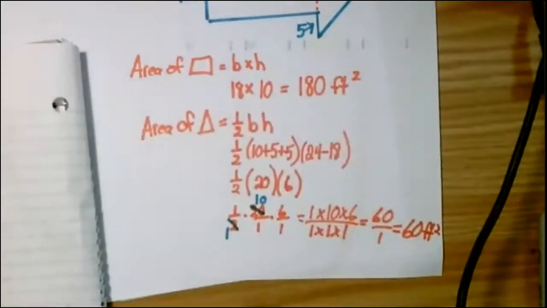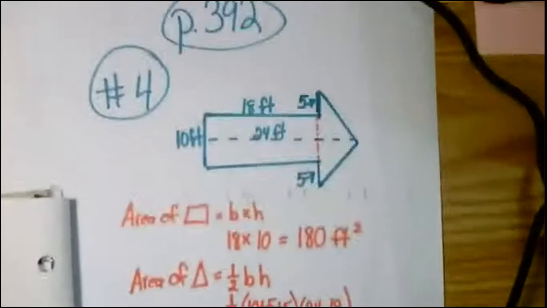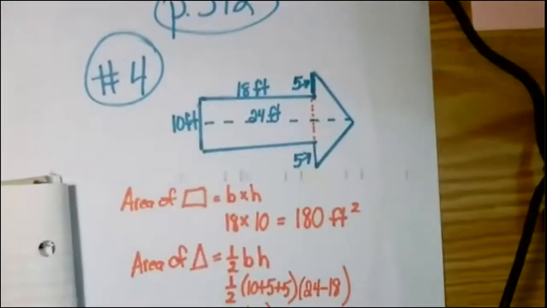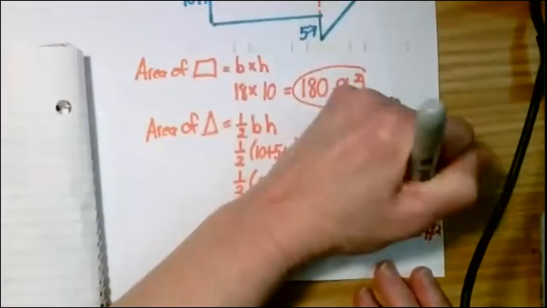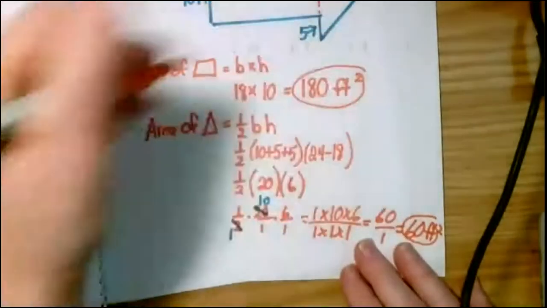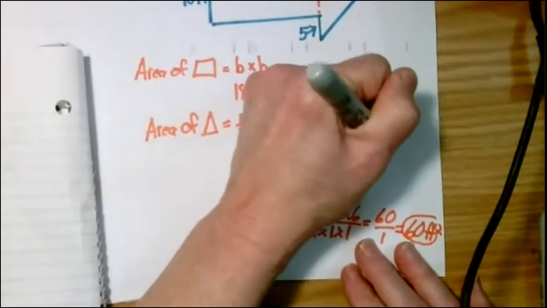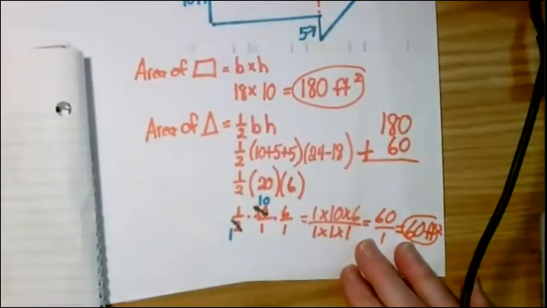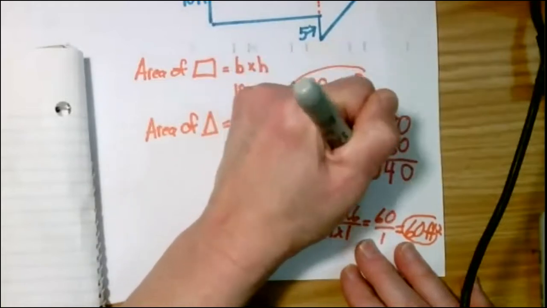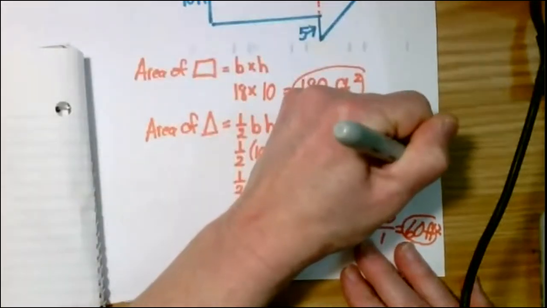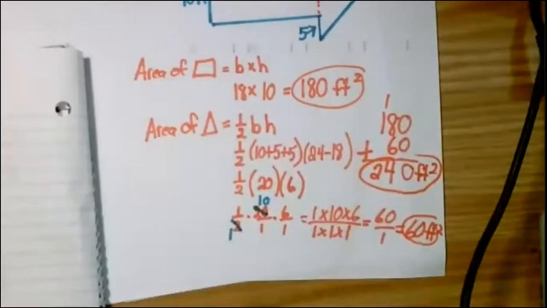I'm not done yet. Remember, I have to go back and add the area of the rectangle and the triangle together. So I have 180 to add to 60. So 180 plus 60: 0, 8 and 6 is 14. Carry the 1. 240 feet squared is my answer. Go ahead and pause the video if you need to, and then we'll continue.